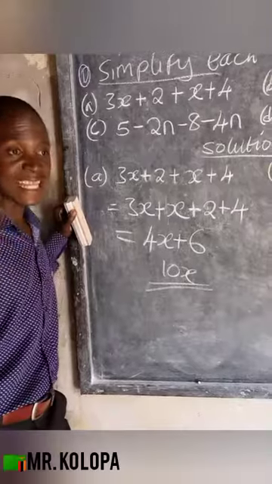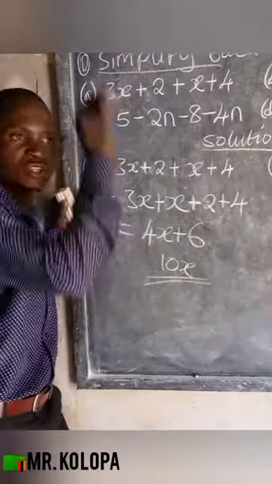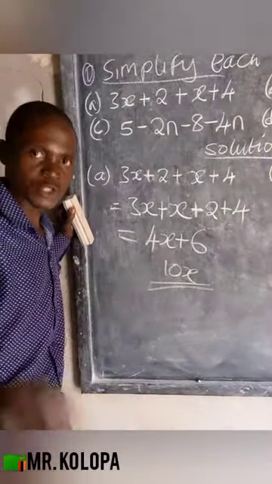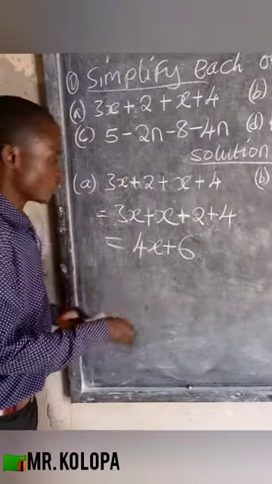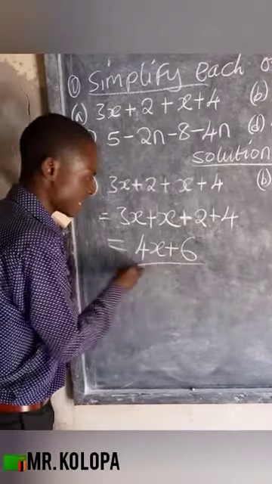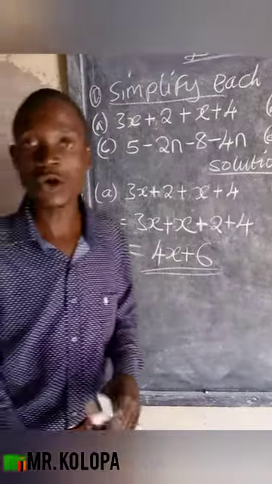You should understand the concept. So we are talking about like terms and unlike terms. This lesson will come up in other lessons, so make sure that you understand it. So you can't add this. So your question is going to end there. These are unlike terms. They cannot be added or subtracted.